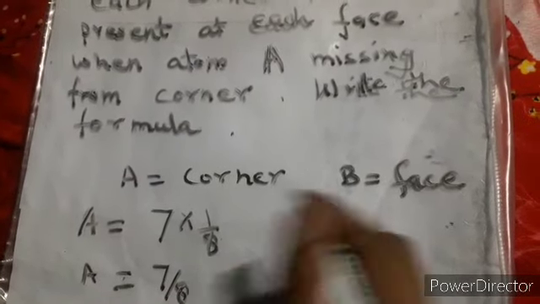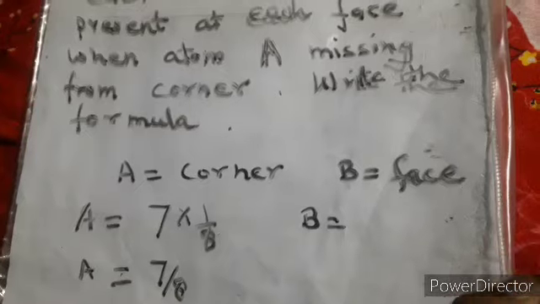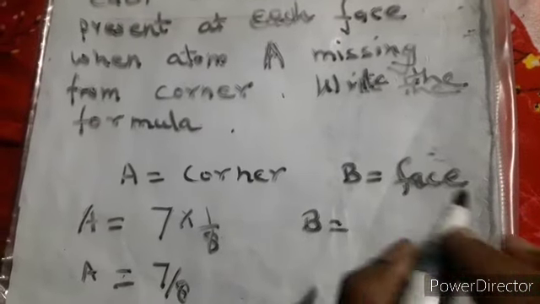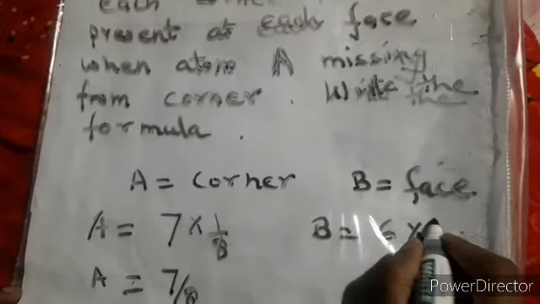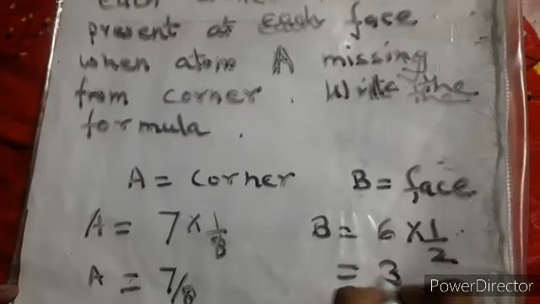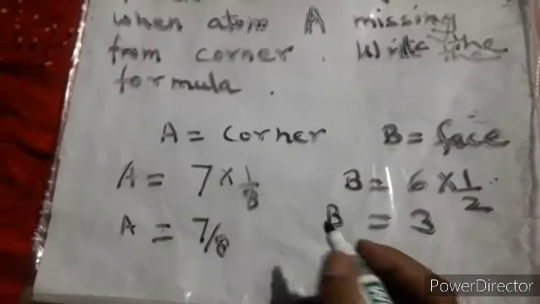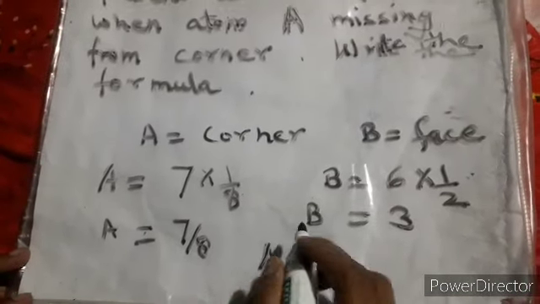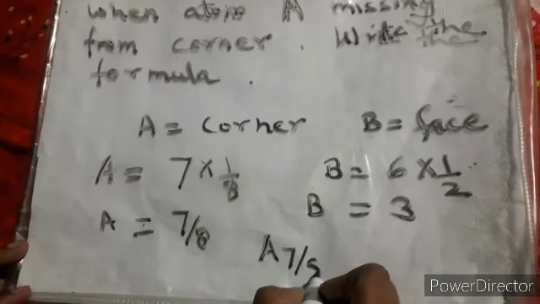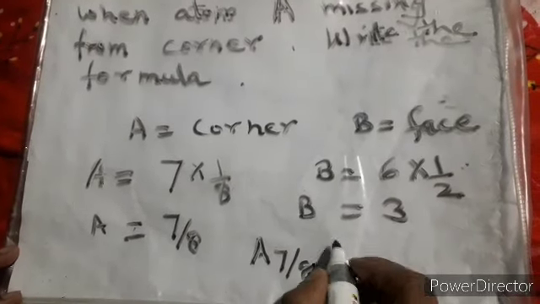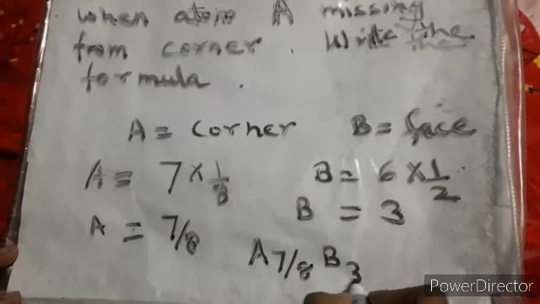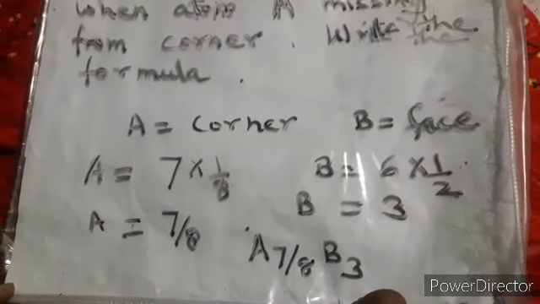Now the question arises about B. B has no problem. B is on the faces, so you write 6 into 1 by 2, and you get 3 atoms. So B is 3 atoms. So over here you are getting A as 7 by 8 and B as 3. So what will be the formula? A 7 by 8, written in fractions, and B 3. You can write it in this manner also.